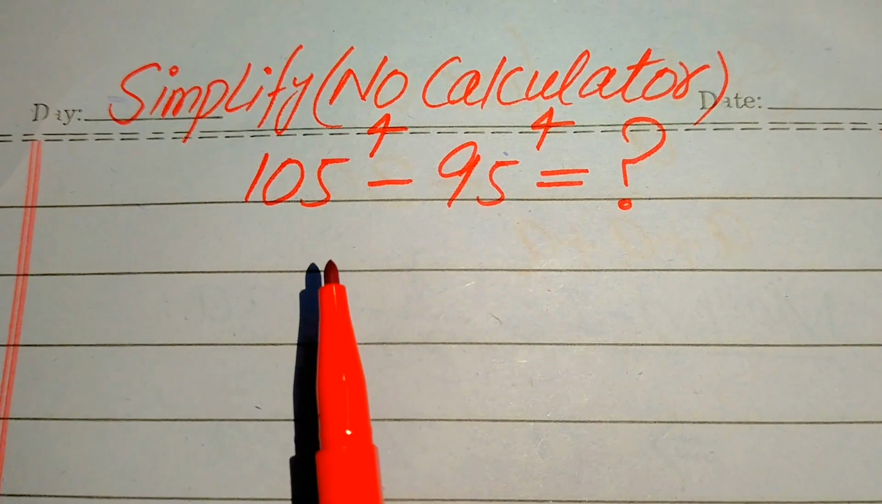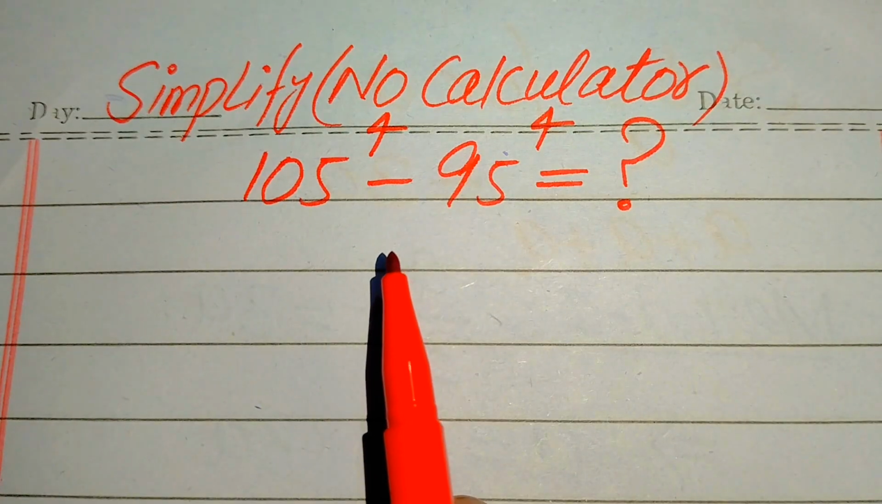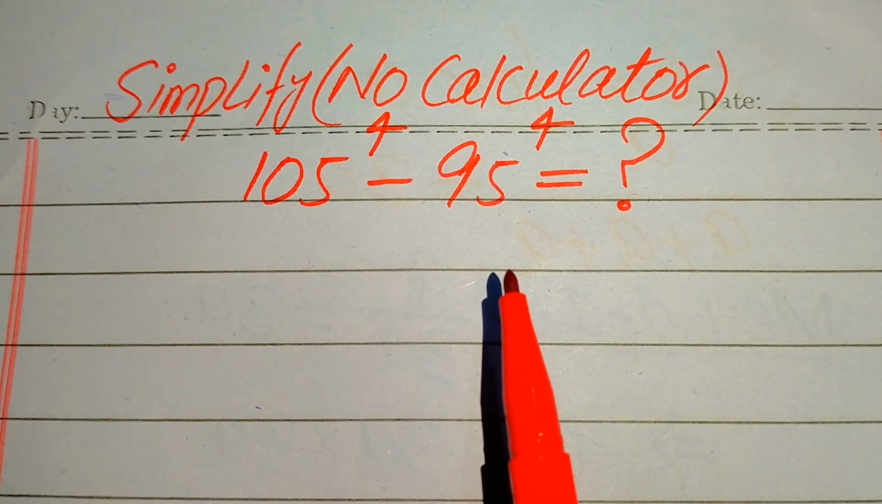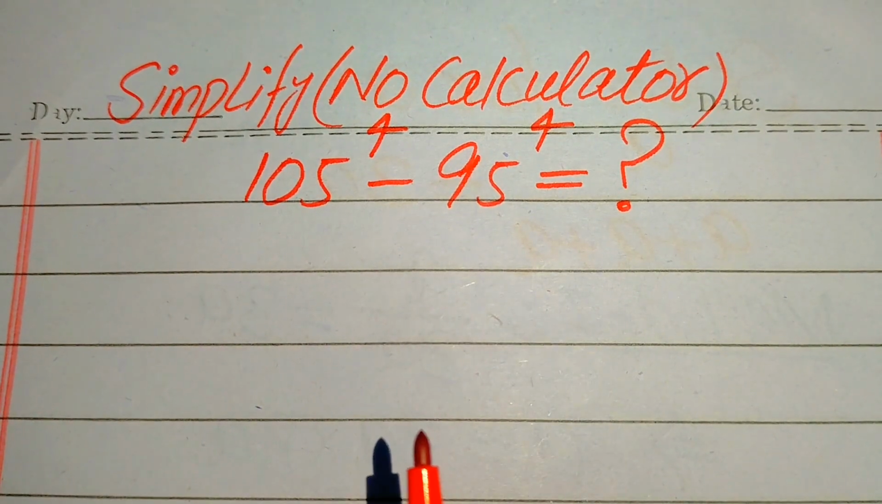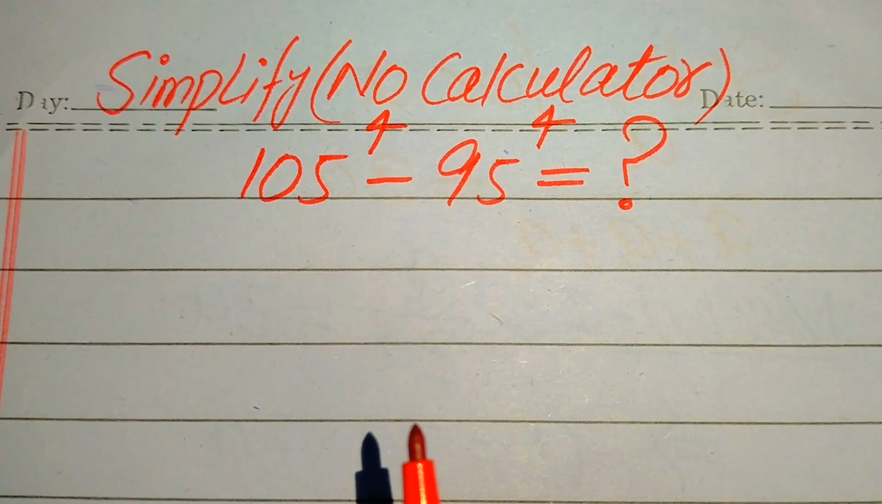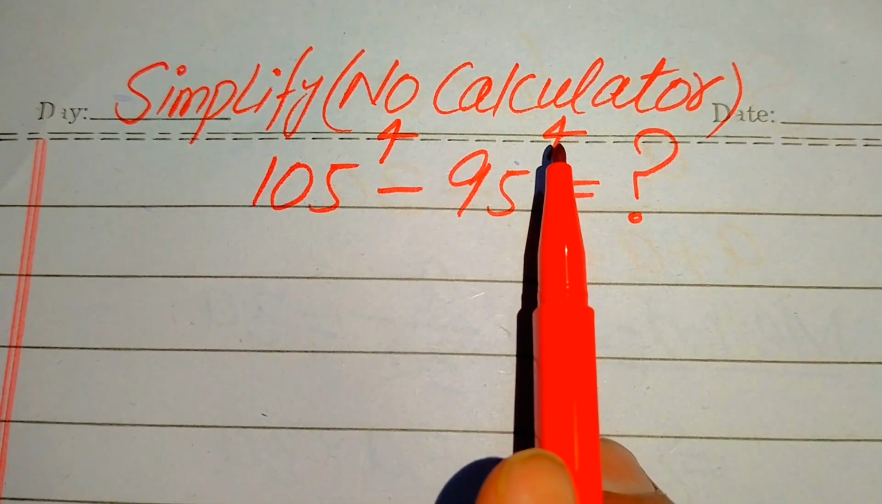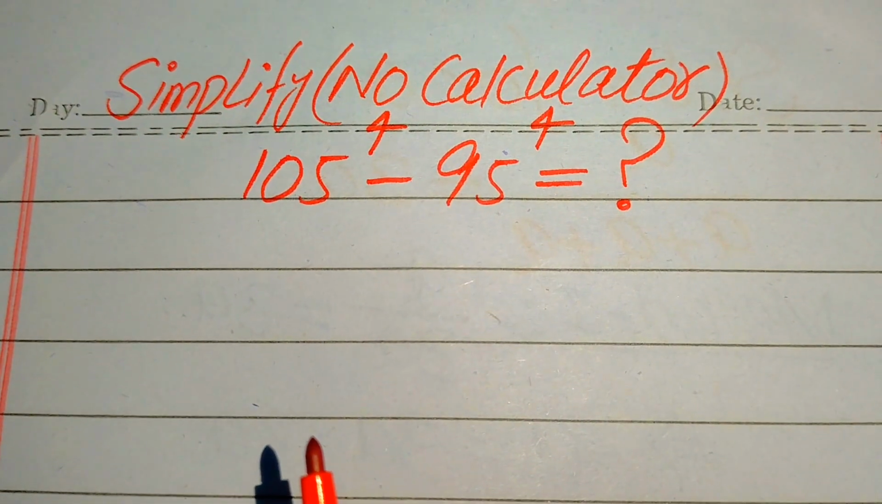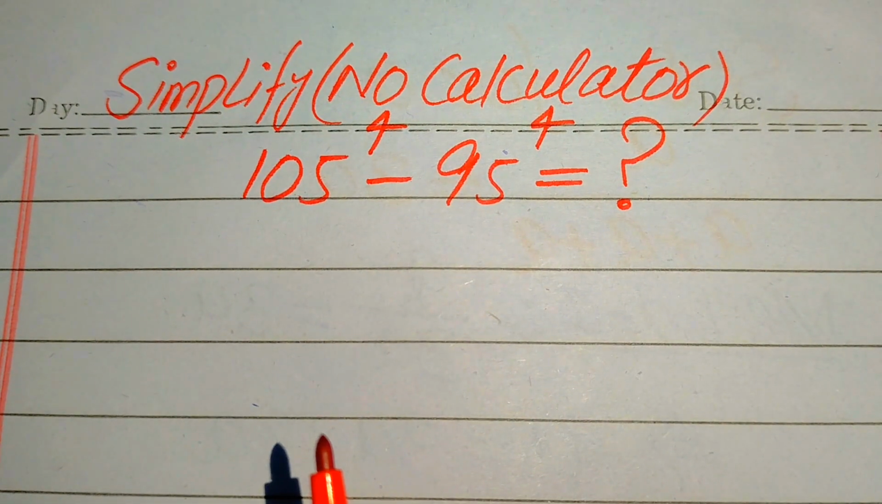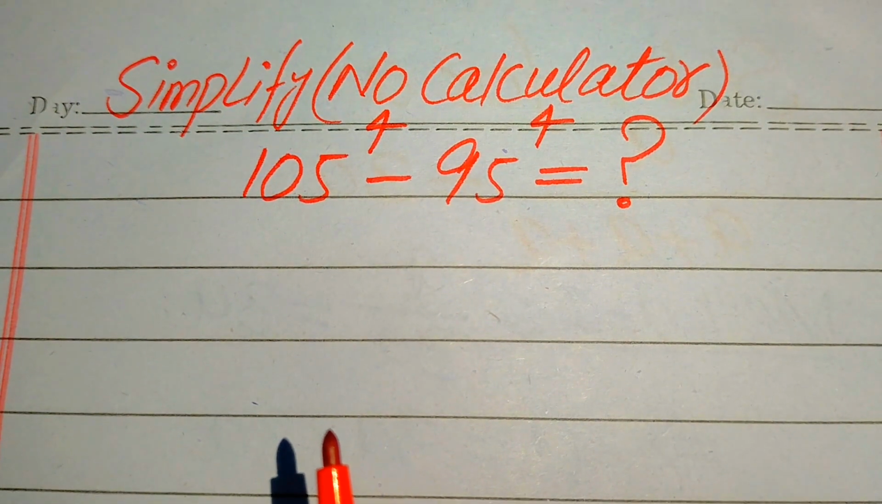So here we have 105 to the power of 4 minus 95 to the power of 4 is equal to what? We write this algebraic expression into the simplified form, but remember one thing: a calculator is not allowed in this problem. This means that we need to show all of the working on this paper.